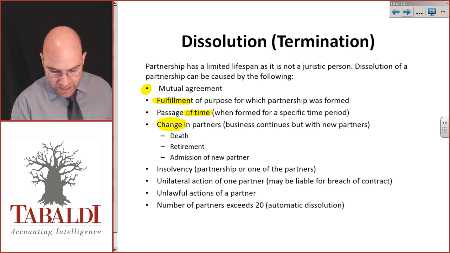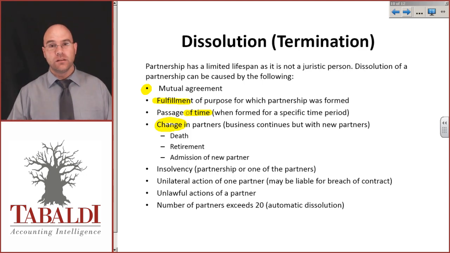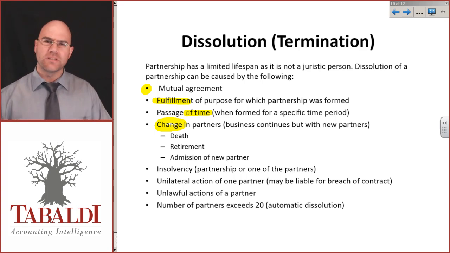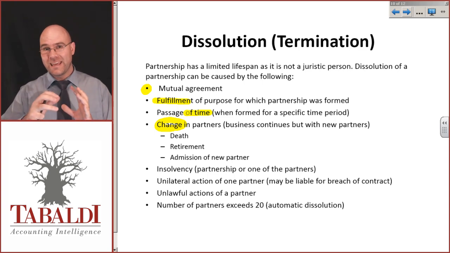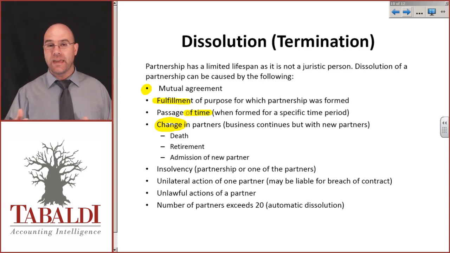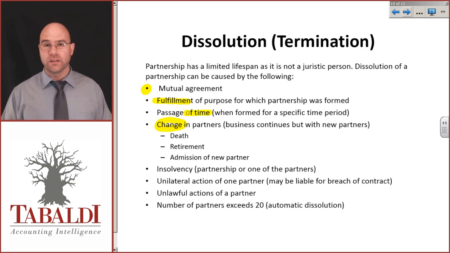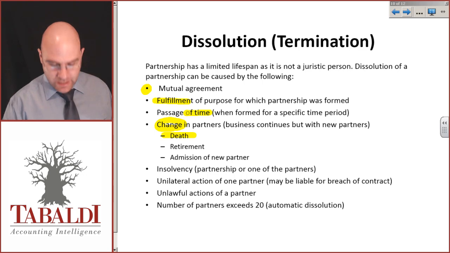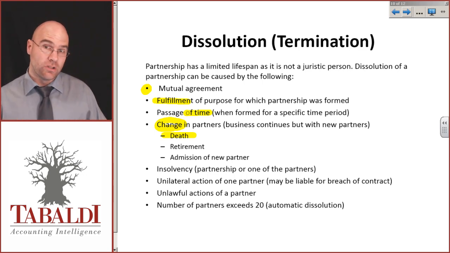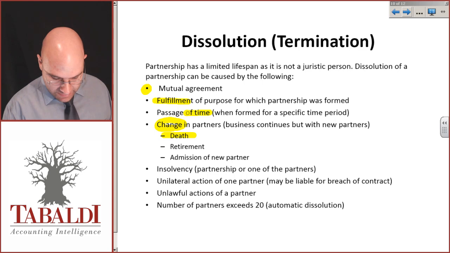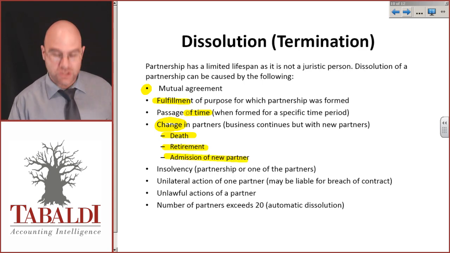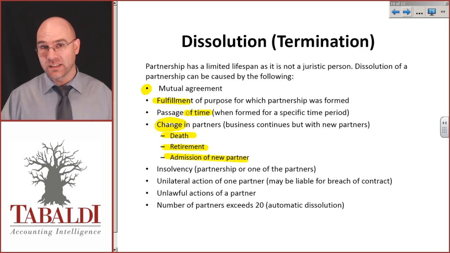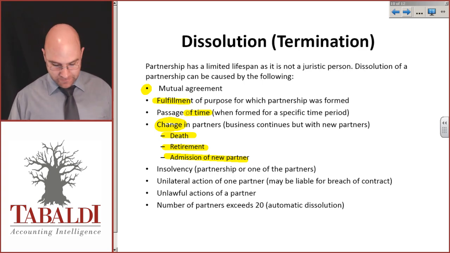Also remember, if there's a change in partners, then the original partnership is dissolved and a new partnership is formed. Yes, the business will continue trading as normal, but from a legal perspective, we now have either one less partner or one new partner, which means it's a new partnership, right? So a partnership may be dissolved and either re-established because of the death of a partner, retirement, or admission of a new partner. Now, in later study units, we're going to deal with the accounting consequences of that in some more detail.